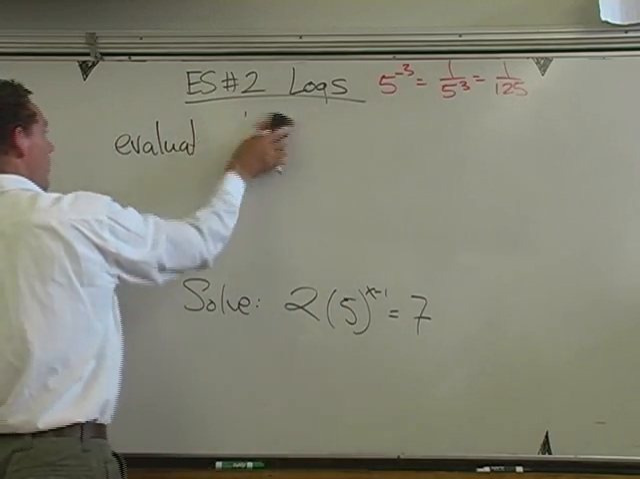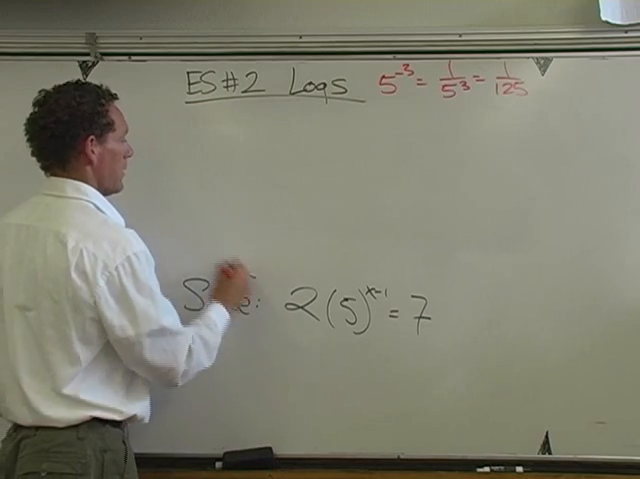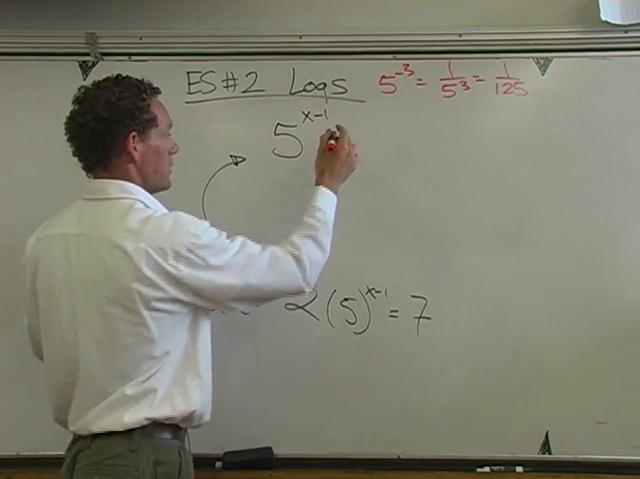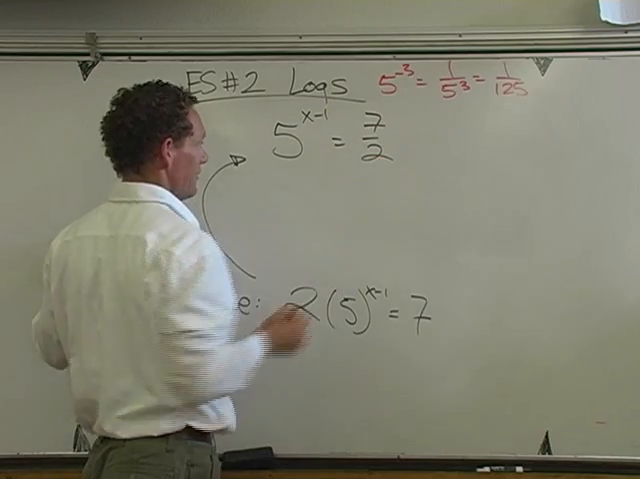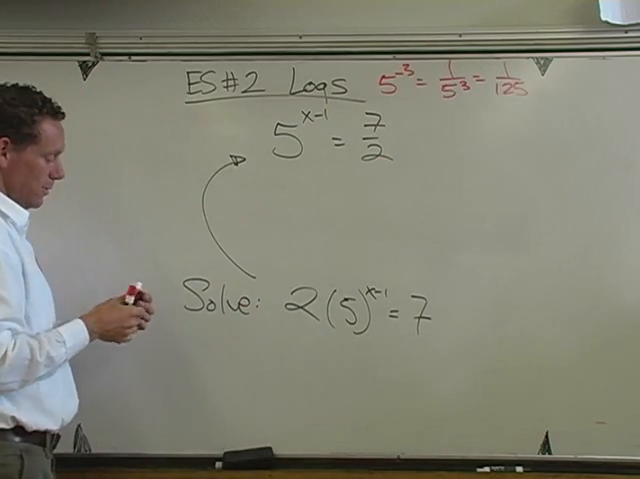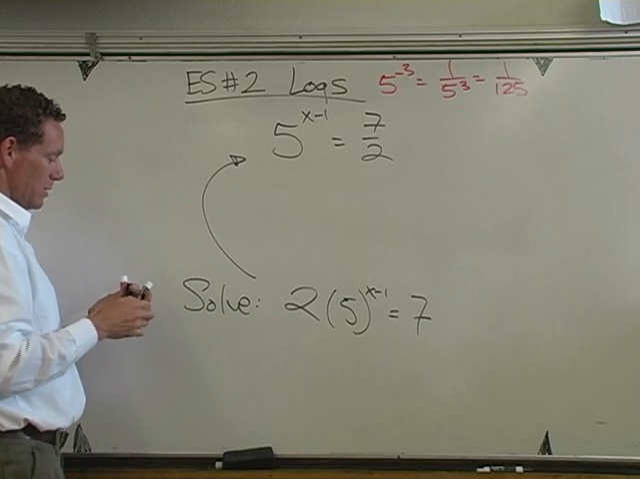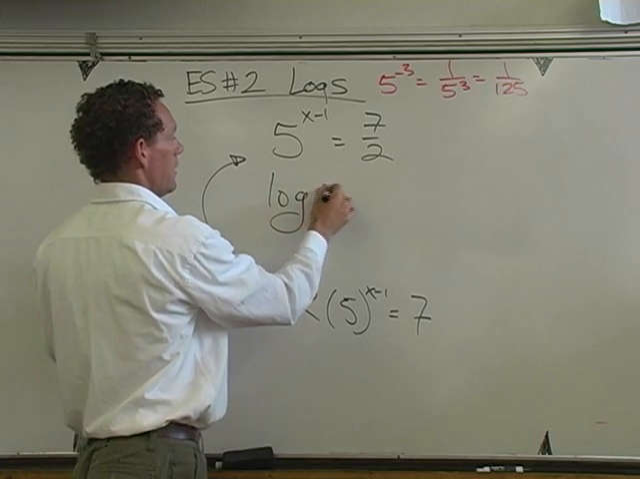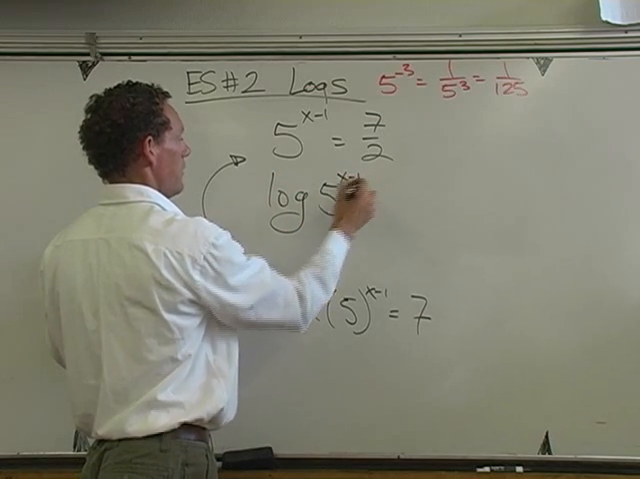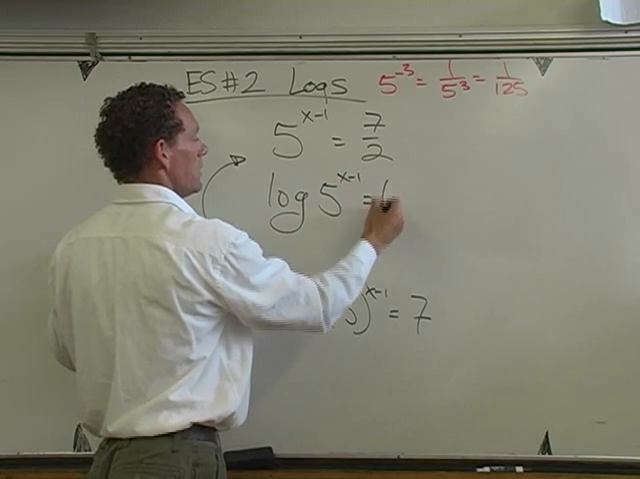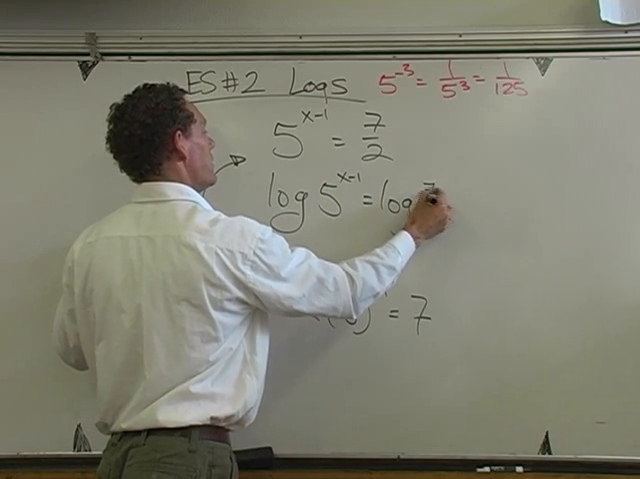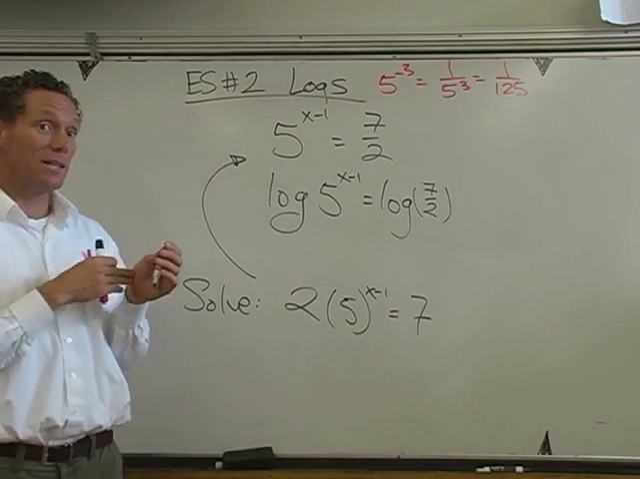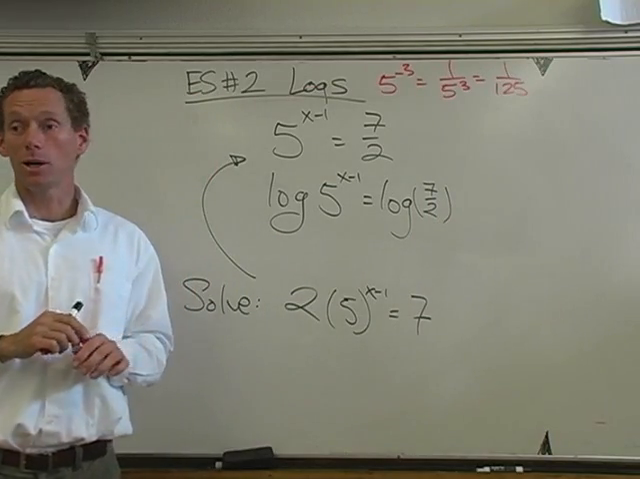So get the base all by itself by dividing both sides by 2. And so we have 5 to the x minus 1 equals 7/2. Now we're ready to take the log of both sides. And so we have log of 5 to the x minus 1 equals log of 7/2. And again, either one, log base 10 or log base e will work.